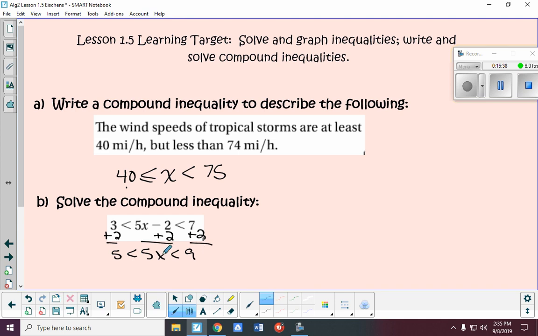And from there, again, we want the x by itself. Right now, x is getting multiplied, so you do the opposite. You divide by 5. And so x is less than 9/5, which is 1 4/5. You could leave it as 9/5 or write it as 1 4/5, and greater than 1. So if you graph that, if 1 is here and 1 4/5 is right here, it is right between there. So you'd have open circles, and it's everything in between.